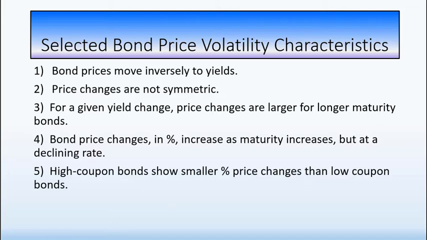The fourth item is that bond price changes in percent increases as maturity increases, but at a declining rate. That basically means, look, if you have a 5-year bond and then you have a 10-year bond, the percentage change in the 10-year bond, which is double the maturity of a 5-year bond, won't be twice as large. It'll level off, and I'll show you that graphically. And the fifth item is that high coupon bonds show smaller percentage change than low coupon bonds. I'm not going to show you that with a graph. Characteristic number 5 is all about duration. So I'm going to show you, using duration, how high coupon bonds show a smaller percentage change than low coupon bonds. And we'll look at that in detail.